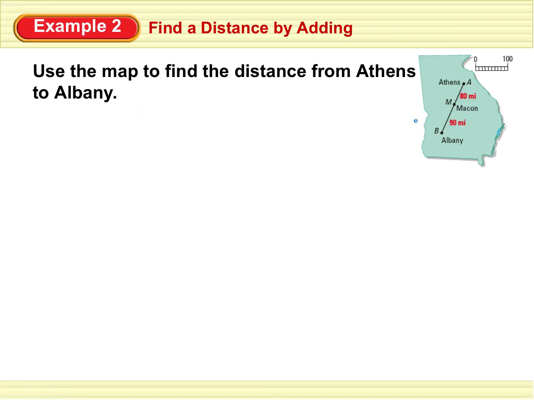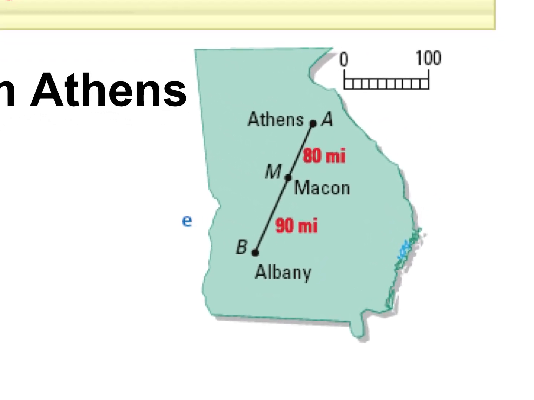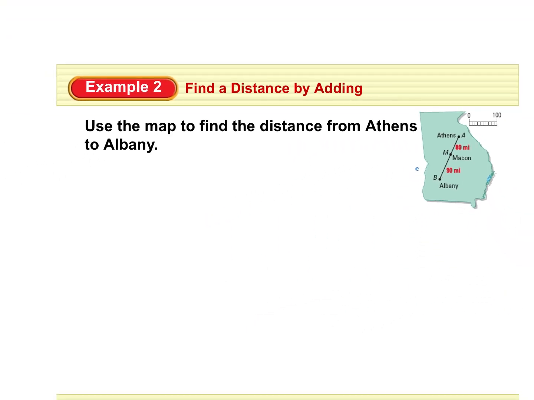Moving on to this example. It might be hard to see on yours, so look up here. It wants to know the distance between Albany and Athens. How do we find the distance between Albany and Athens? 80 and 90. Yes, why do you add 80 and 90? Because from Albany to Macon, it's 90 miles, and Macon to Athens is 80 miles, so add them together and get the whole number. Good. So 90 plus 80. What's 90 plus 80? 170. What should we label that? Miles.